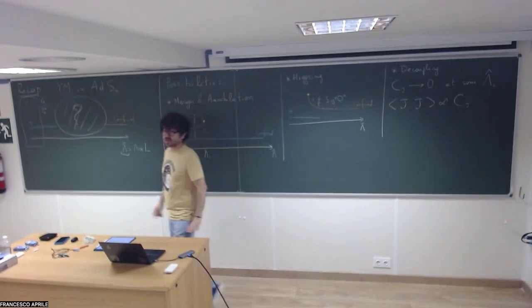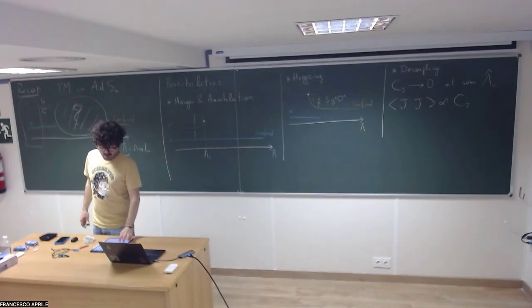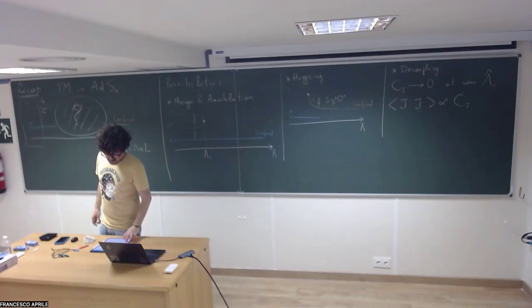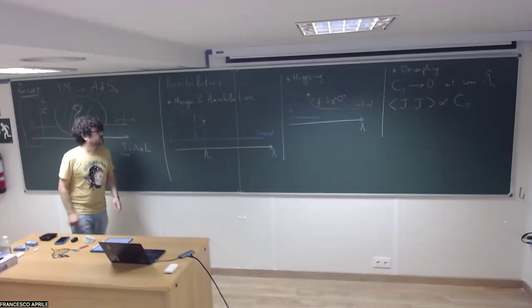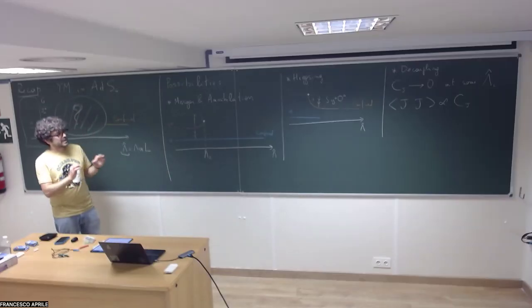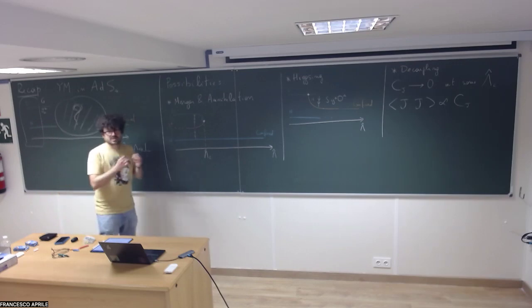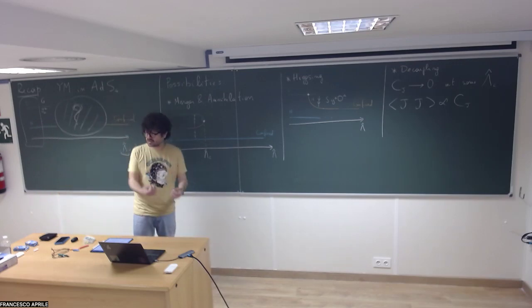Questions about the recap? Okay, so now I want to tell you how one can try to test these possibilities. So first of all, what are the sharp signatures at the level of the data of the CFT?